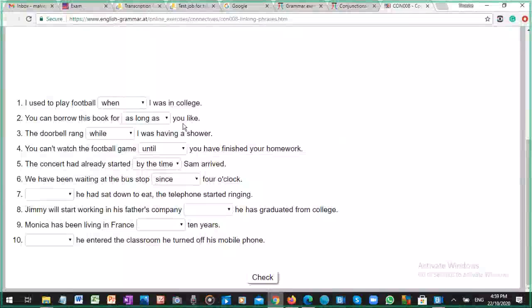Okay. When we talk of time, like 4 o'clock, 5 o'clock, 6 o'clock, 12 o'clock, we use since. So you could say, I have been having this lesson since 4:30, or since 9:30. Does that make sense? Okay. All right. Then the next one. Dash, he had sat down to eat. The telephone started ringing.